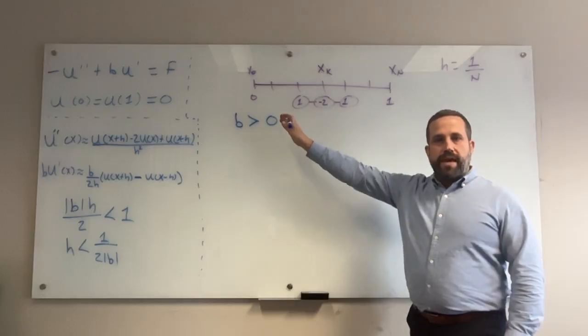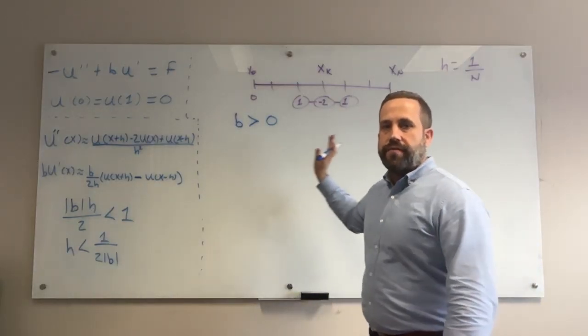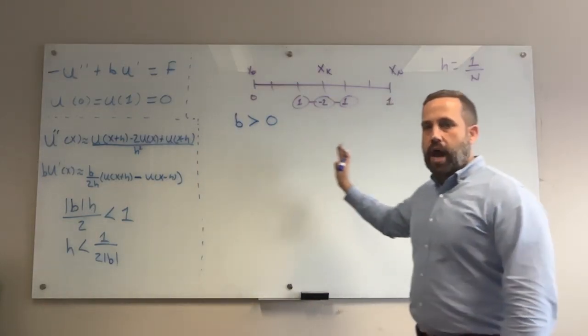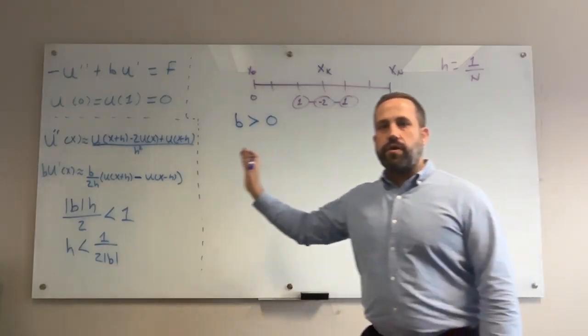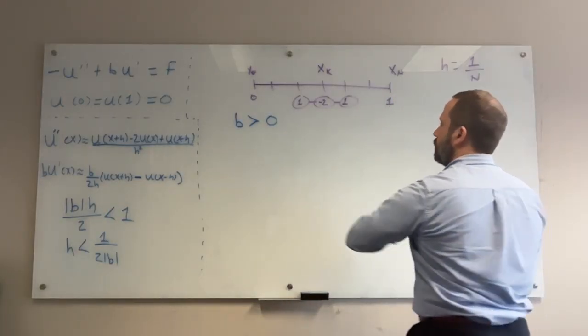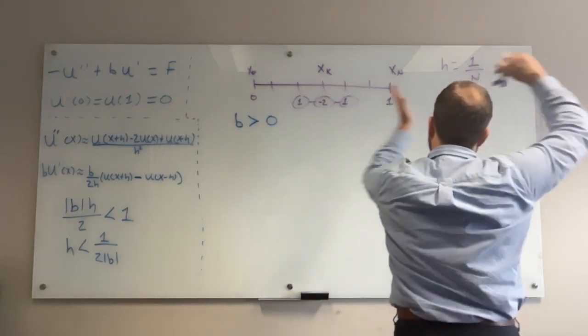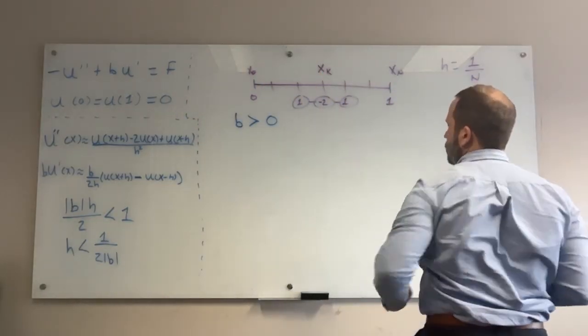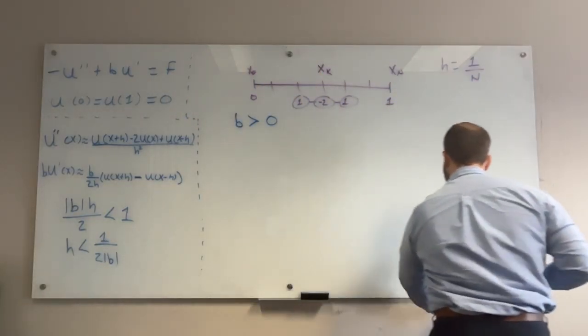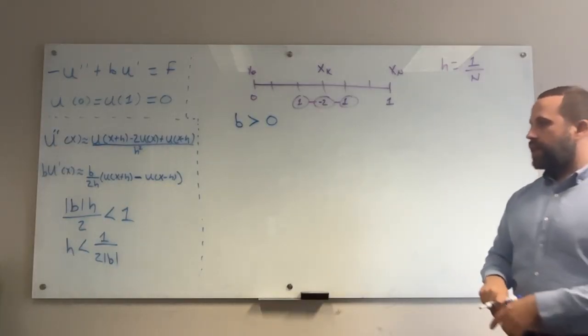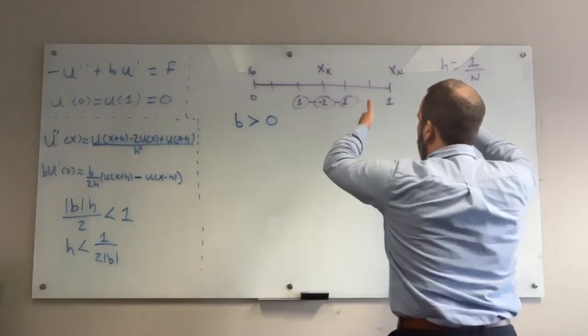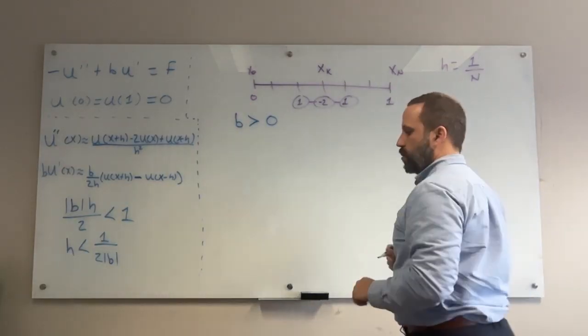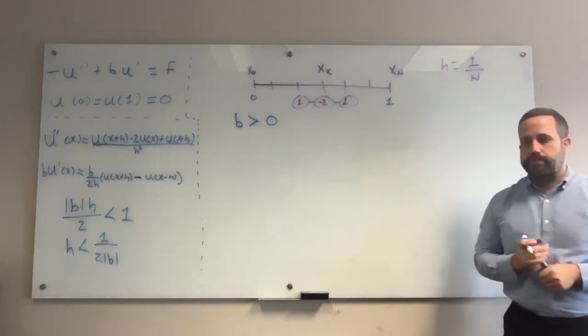So remember, b represents the velocity. If we're modeling stuff moving down a river, b represents the velocity of the river. And so if b is positive, it means the river is flowing this way, and so information is flowing from this way to that way. And so what we can do then is, instead of using a center difference scheme, we can use a difference scheme where we subtract from the left. Okay, so we could use a scheme like that.